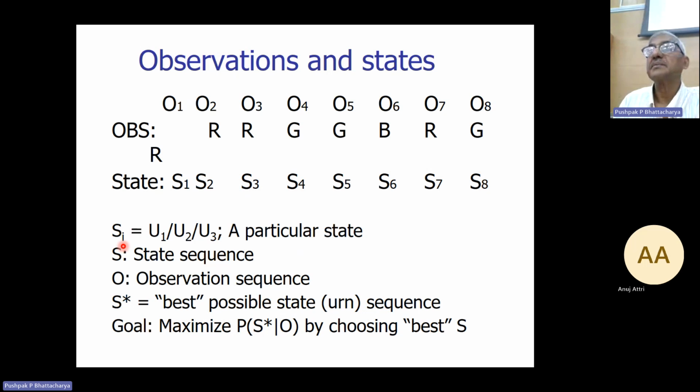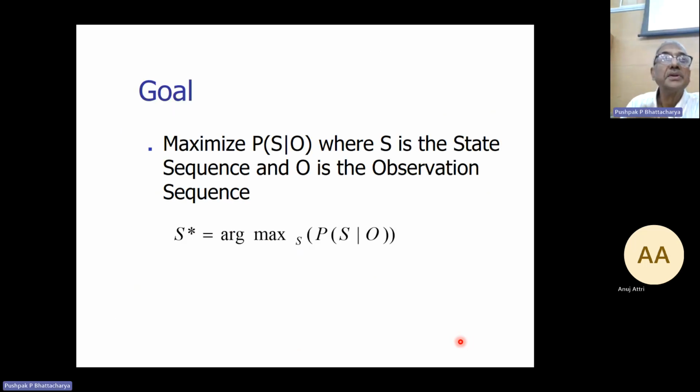So in our case, the container problem, U1, U2, U3 are the states. S is the state sequence, O is the observation sequence. S star is the best possible state or urn sequence. So we have to maximize P(S given O) by choosing the best possible S. So this is the problem: maximize the probability of S given O, where S is the state sequence and O is the observation sequence. We obviously have to perform this computation. S star equals argmax over S of probability of S given O.